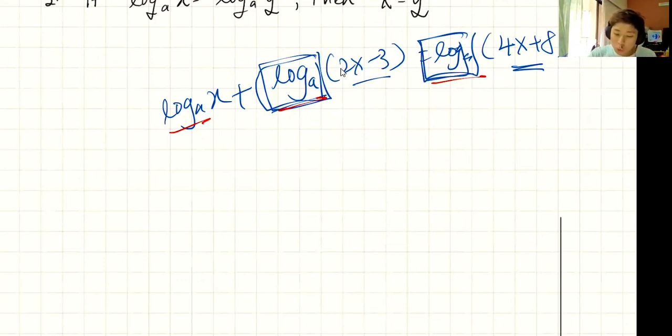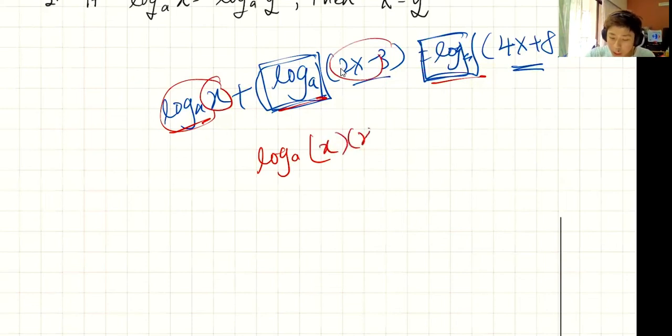So I want you to make sure that there's only one log on the left, one log on the right, and both of them must have the same base. Then only you compare. So what I do first is I will combine the log base a. Where you have logs with the same base plus, you multiply the contents of the logs. What you get is x times 2x minus 3. That is, if you have two logs separated by a plus and the same base, you can multiply the content inside.